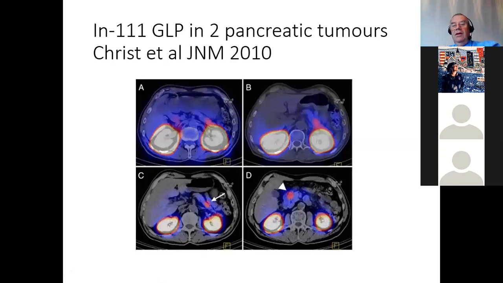People have looked at other peptides. This is glucagon-like peptide, which is particularly good at finding very small pancreatic tumors, in particular insulinomas. And this is some work that was done at University College London.